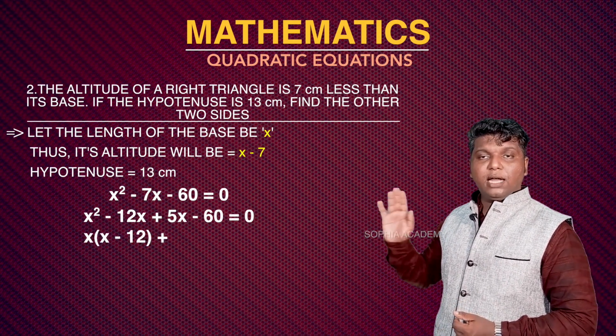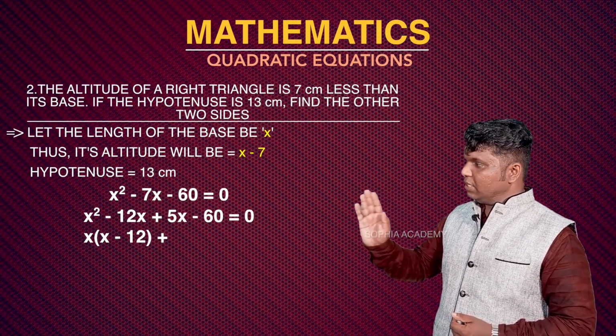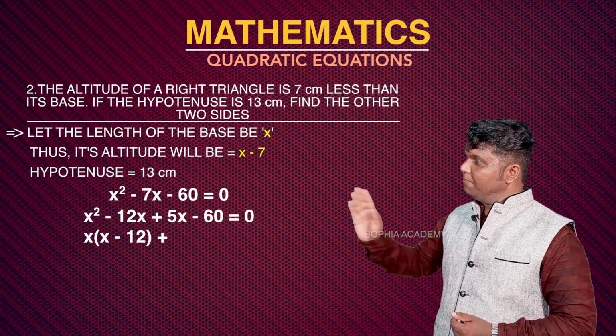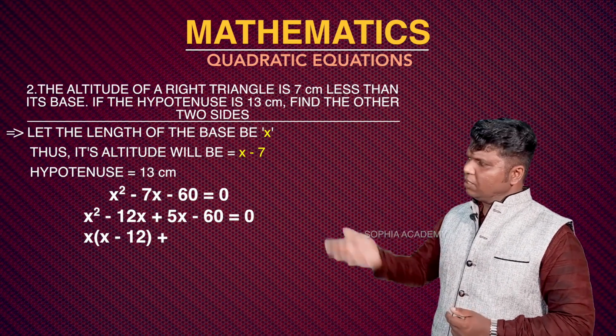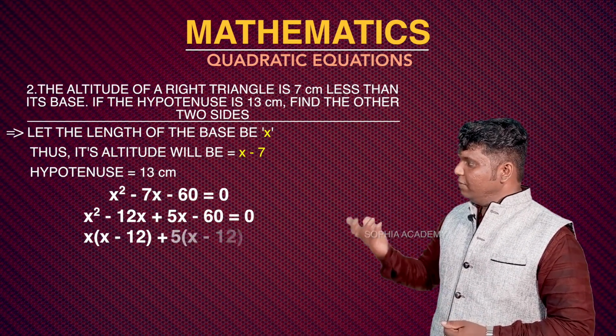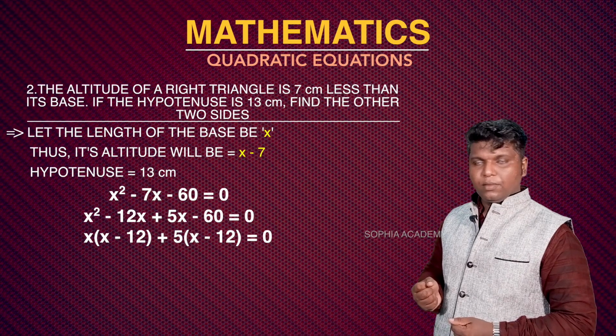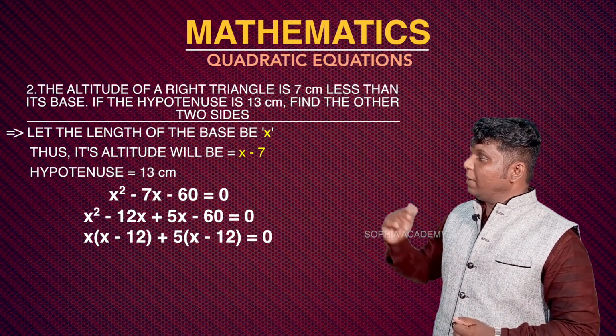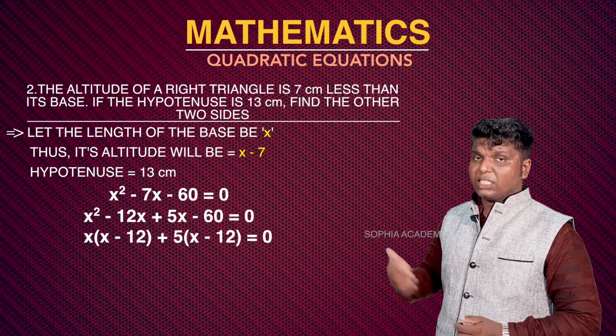Plus, from the third and fourth term, 5 is common. You can see 5x and 60. 60 is also a multiple of 5. So definitely we can say 5 is common from both of them. Take the 5 outside, you will get again within brackets x minus 12 is equal to 0. Now from these two things, it is very clear that x minus 12 is common.